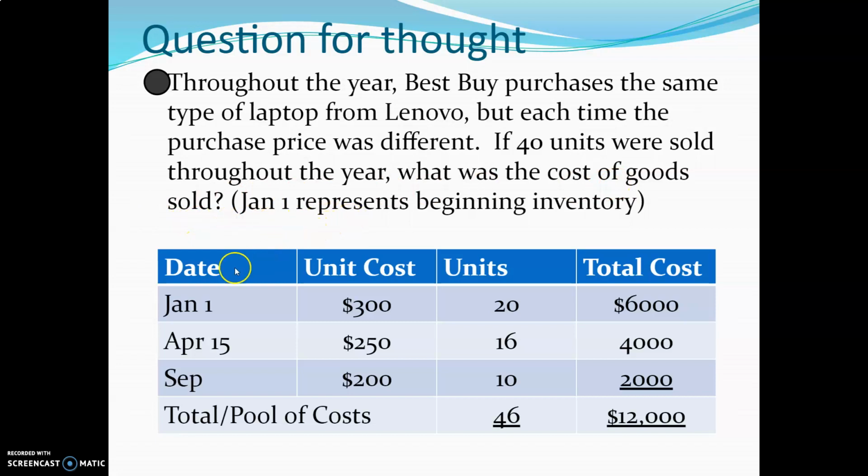January 1st represents the beginning inventory. And here we've got different prices, and this is where we start to have that problem. Should we end up valuing the cost of goods sold at $200, or maybe we should value them at $300, or maybe we should do the average? And that's exactly what we hope to answer in this lesson. So hang on tight, here we go.